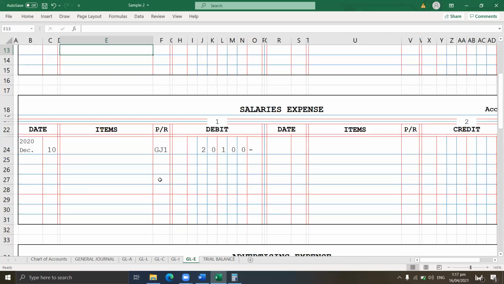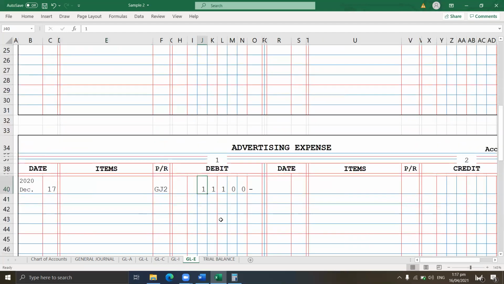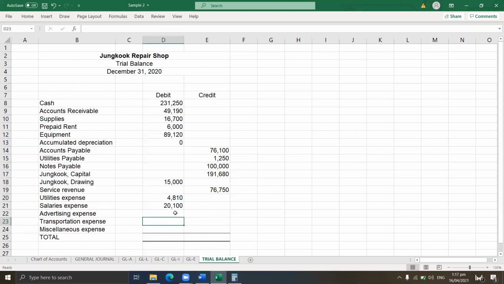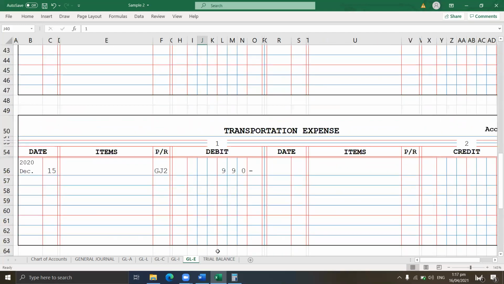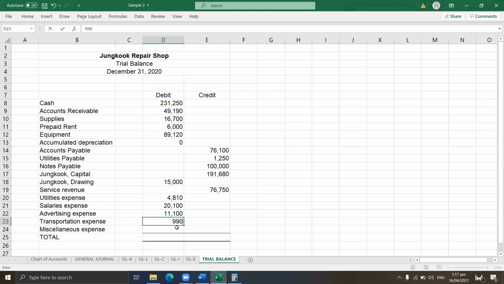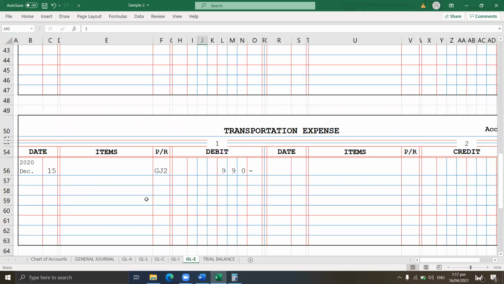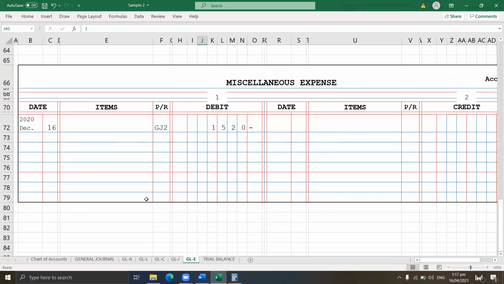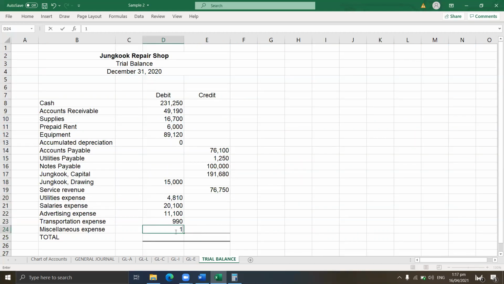And then you have the advertising expense, 11,100. Then you have your transportation expense. Okay, that's 990 on the debit. So 990. And then lastly, for the miscellaneous expense, you have 1,520 for the debit side. So 1,520 sa debit side. Okay? So you can total now the debits and our credits.